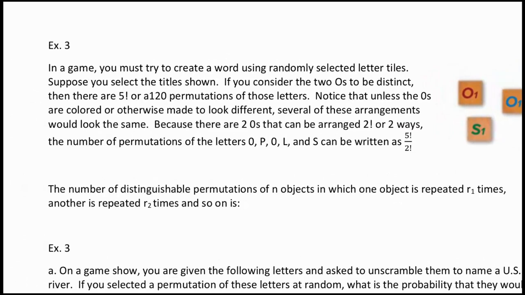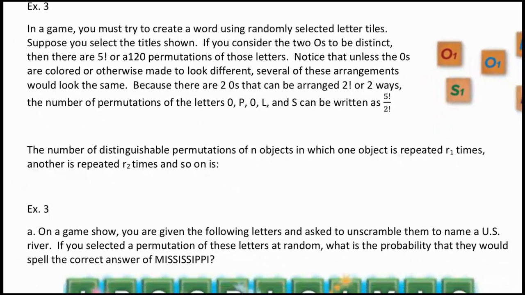So because there's 2 O's, those 2 O's can be arranged in 2 factorial ways, so the number of permutations changes. The permutations of O, P, O, L, and S can be written as 5 factorial over 2 factorial. That's a lot of words. So the number of distinguishable permutations of n objects in which one object is repeated is as follows. Again, we're always starting with that n factorial. The problem here is we're starting to have some things that repeat. Do we see that?